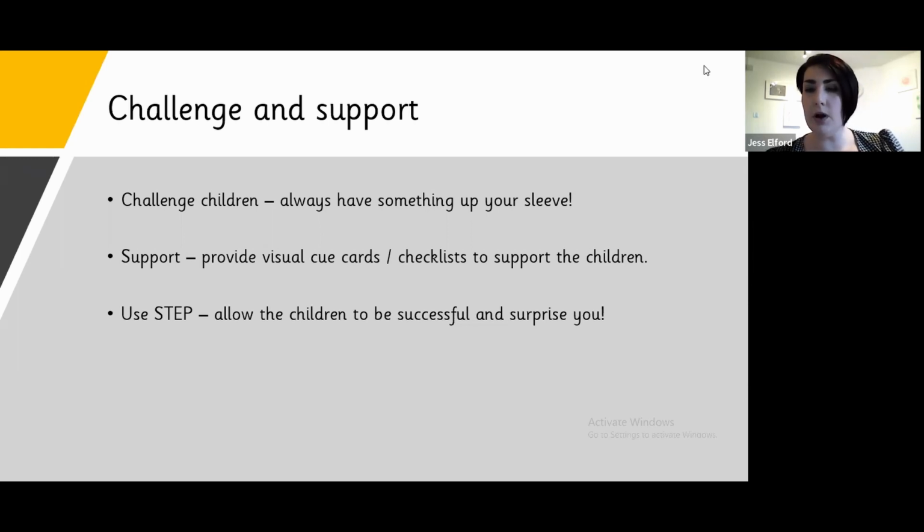Provide visual cue cards and checklists to support children. It is no different to any other lesson, okay? Learning objectives and success criteria must be explicit in PE, and that is very clear in the latest Ofsted report. Children must know what they are learning and what they need to do in order to be successful, just like any other lesson. So you can do it in different ways.